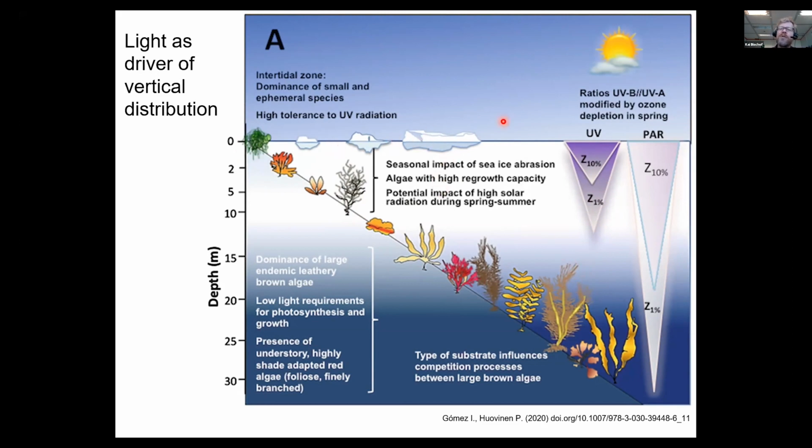And then consider, of course, changes in light availability. Maybe if there's an ice cover present, less light will penetrate into the water. If there's less ice, more light will penetrate into the water. If there's more sediment, again, less light will penetrate into the water. And this may have consequences for how deep the different species can grow inside the water column.